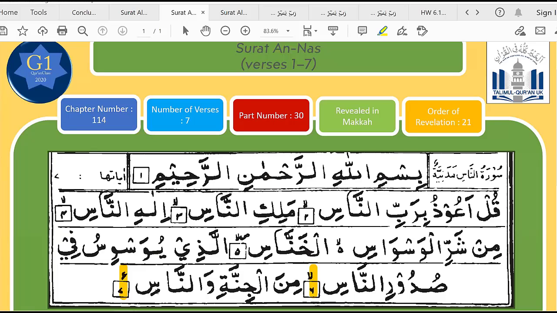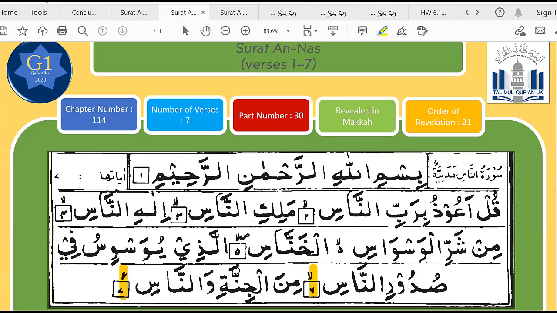G1099, Assalamu alaikum. How are you? Alhamdulillah, I'm good. Jazakallah for asking. So, we are going to go through the last verse. Let's start with Tawuz. أعوذ بالله من الشيطان الرجيم بسم الله الرحمن الرحيم. من الجنة والناس. Okay, very good.